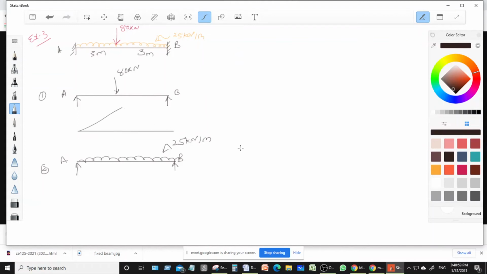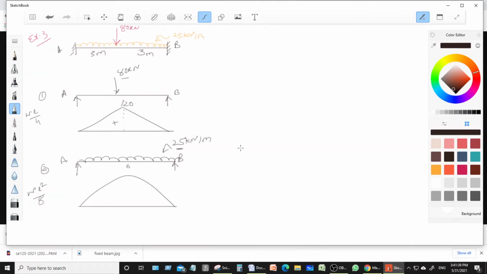So it is going to be a triangular shape, right? And the maximum ordinate at the midspan will be WL by 4. W is equal to 80, L is equal to 6, divided by 4. So that is going to be 120, right? So the ordinate at the midspan is 120, and it is positive. Similarly, we can also prepare the bending moment diagram for this UDL loaded beam, right? So 25. We have the equation WL square by 8. W is equal to 25, L is equal to 6 meter, that is 6 square by 8.